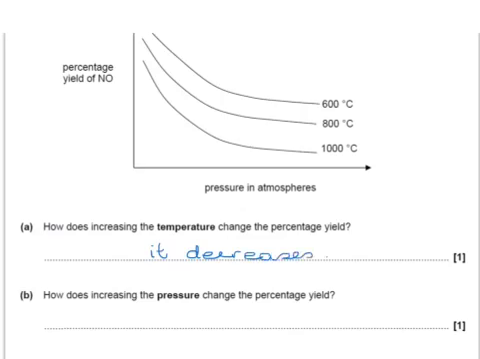The second question says, how does increasing the pressure change the percentage yield? For this we need to look at one particular line, keeping the temperature the same. Here we can see that as we increase the pressure in atmospheres, the percentage of nitrogen oxide decreases. So it decreases.